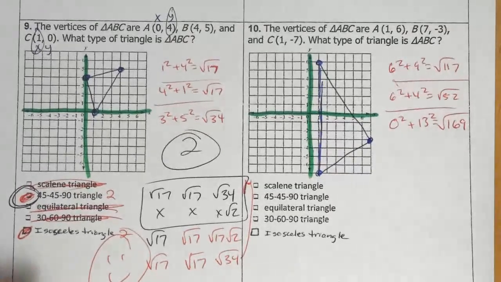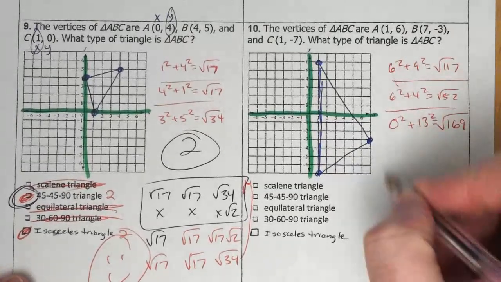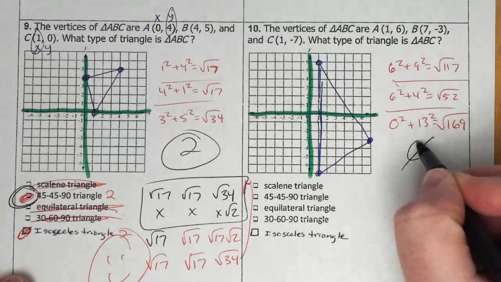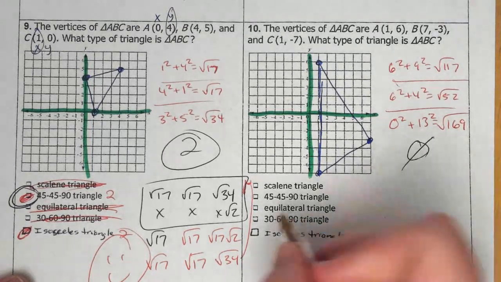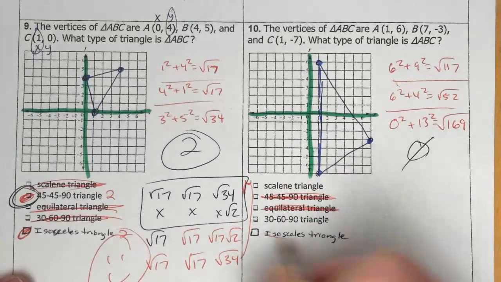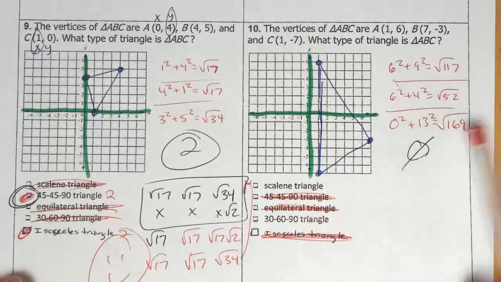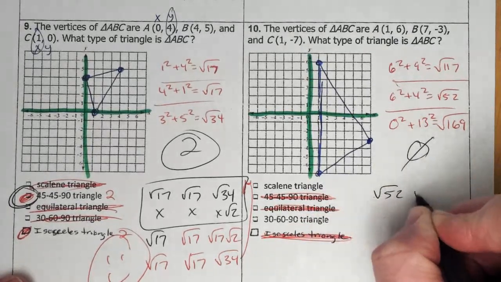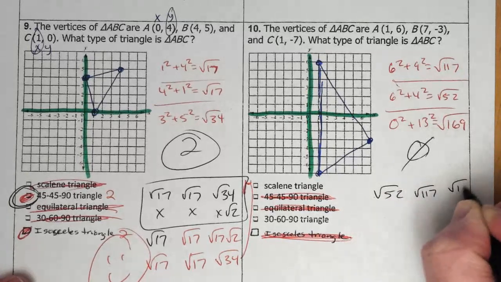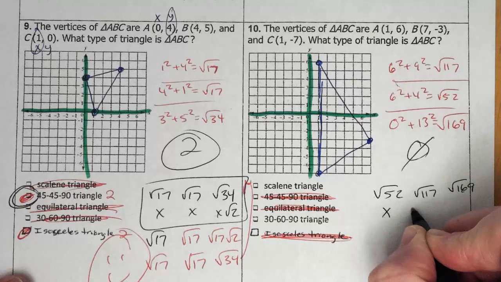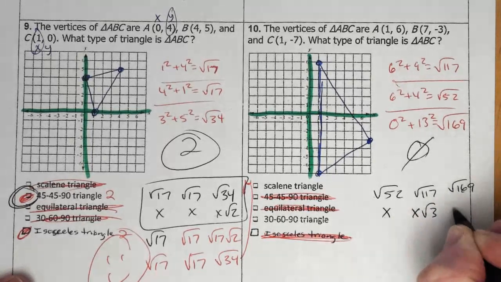And this last one, let's see. Put them in order from least to greatest. Well, first of all, there's no sides equal, right? So because there's no sides equal, that narrowed it down. So this is gone, and isosceles is gone. So it's between these. All right, if we put these in order, 52, 117, and 169, is that x, x radical 3 and x radical 4? Let's see.